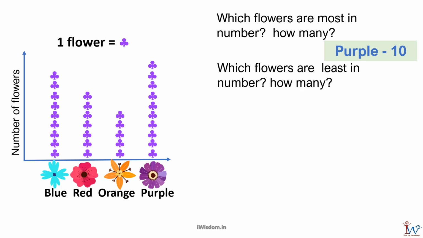Which flowers are least in number? How many? By looking at the chart, we can immediately recognize orange flowers are the least. Counting the number of flower symbols, we can tell there are 5 orange flowers.